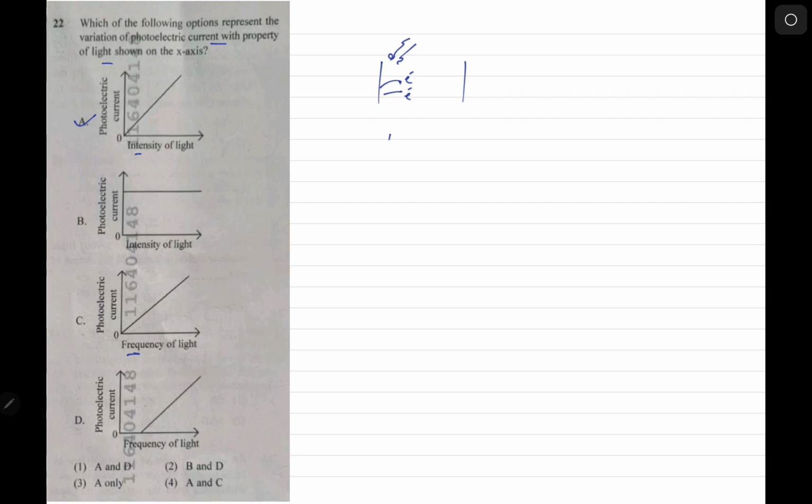Because we know that frequency is related to the energy of the photon. So if the current at a certain frequency is, suppose, 5 ampere, and you increase the frequency, in that case also the current will be 5 ampere. So frequency does not affect the current. Frequency affects the energy of the photon, the energy of the electron.